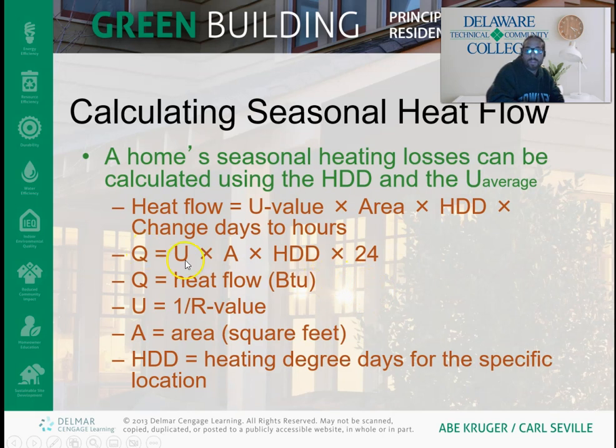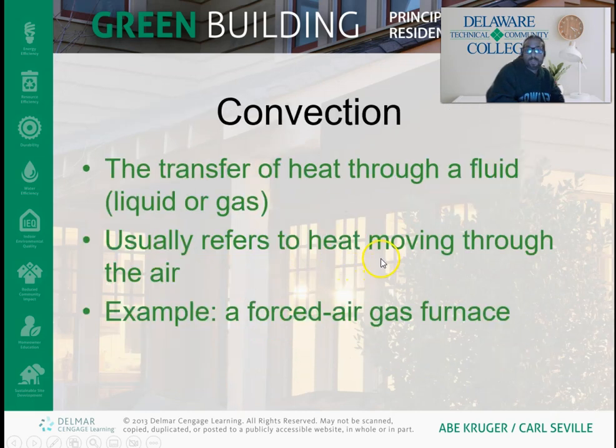Okay, and just as an FYI, because U is 1 over R, right? So you can apply the same formula. Say U equals 1 over R, so the same formula is A times HDD times 24 divided by R. It'll give you the same result. Okay, so that's your conduction.